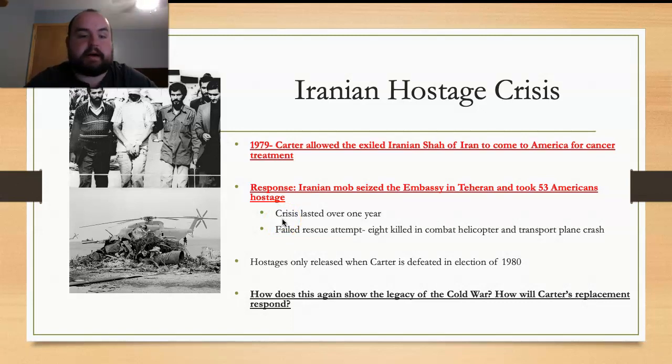This crisis is also highlighted by a failed rescue attempt you can see depicted here, when 8 were killed in a combat helicopter and transport plane crash. The hostages were only released when Carter was defeated in the election of 1980. So again, how does this show maybe the legacy of the Cold War? And particularly, what is this effect going to have on Carter and maybe his replacement?